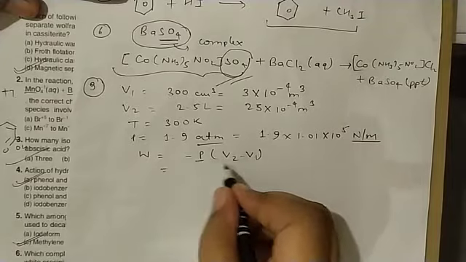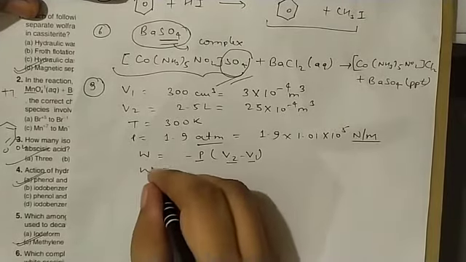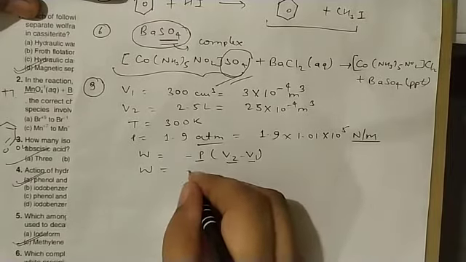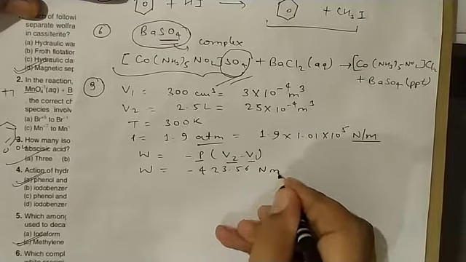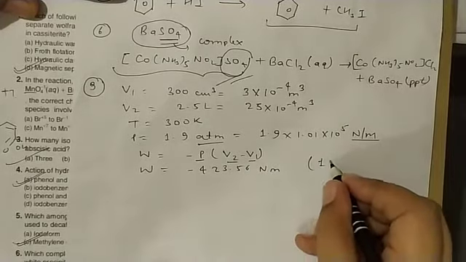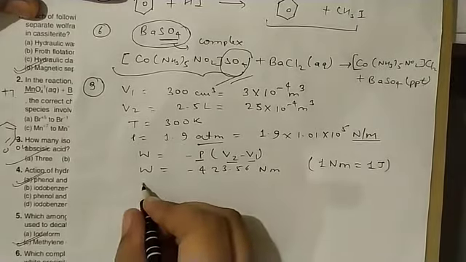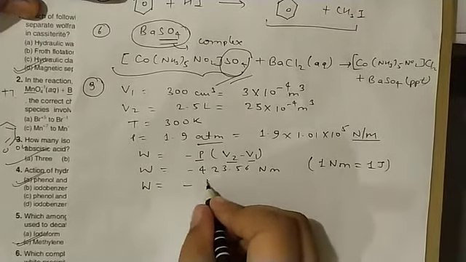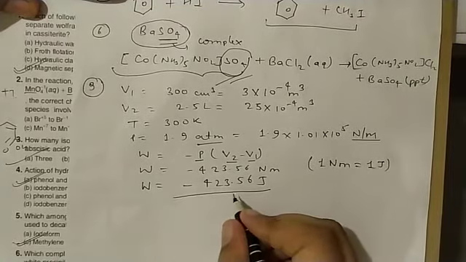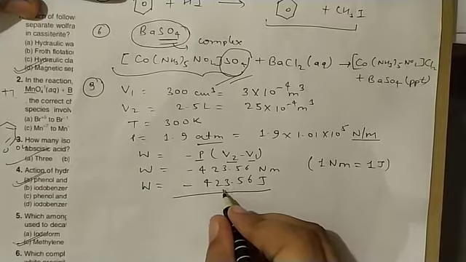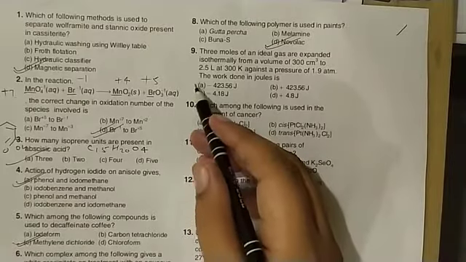Everything is given: pressure is given, V2 is given, V1 is given. We have to just put the values in this equation and we will get work done equal to minus 423.56 Newton meter. We also know that 1 Newton meter is equal to 1 joule, so it is directly converted into joule and work done will be equal to minus 423.56 joule. The option containing minus 423.56 joule will be correct. Let us see the options. Option number A is correct in this.